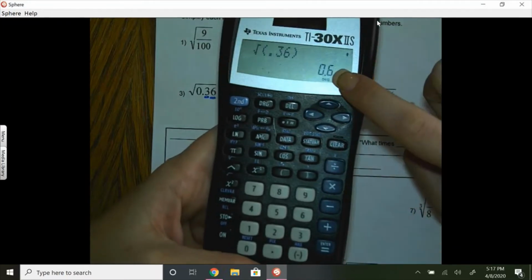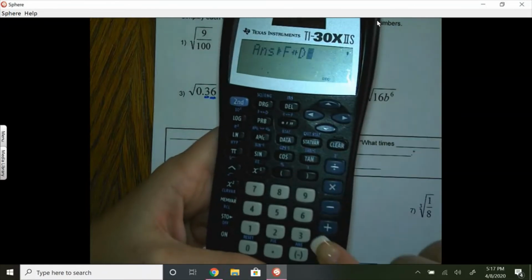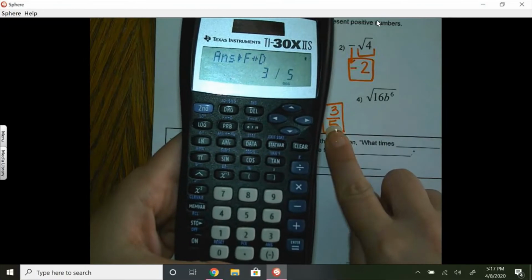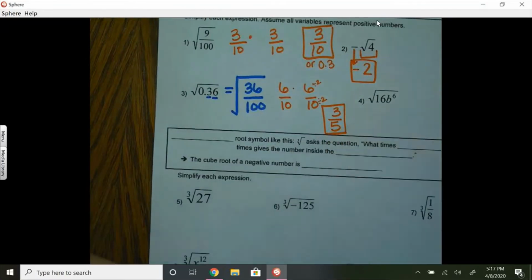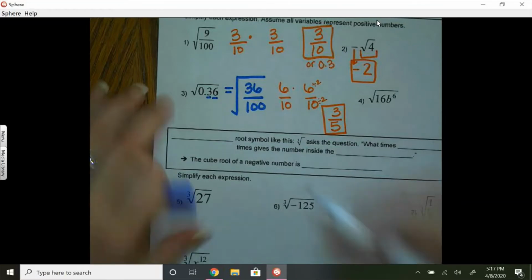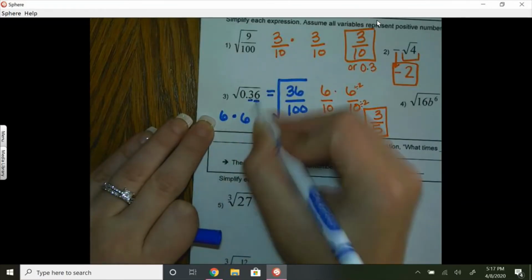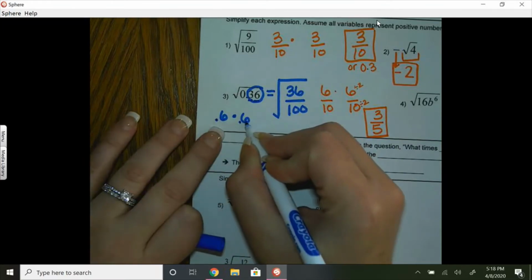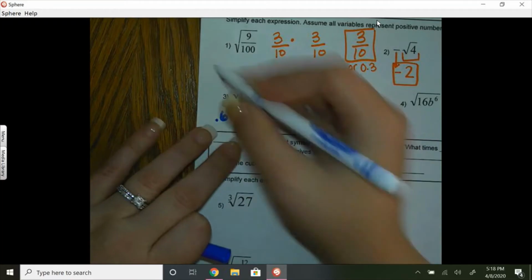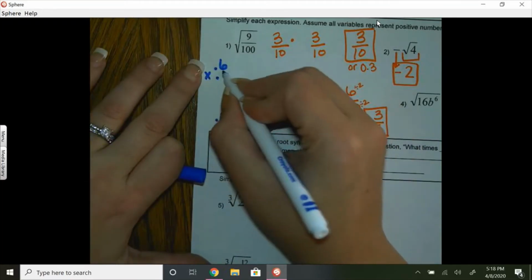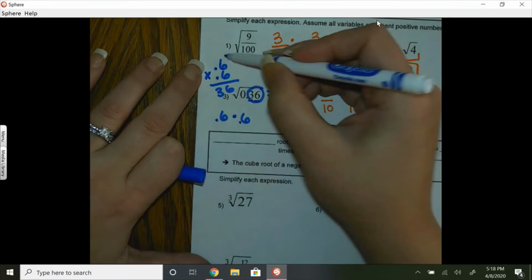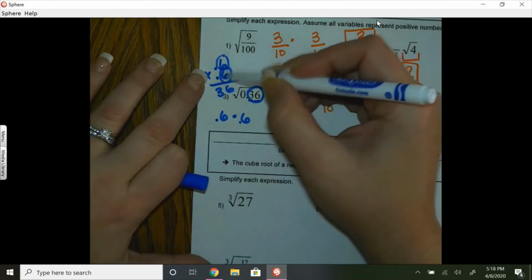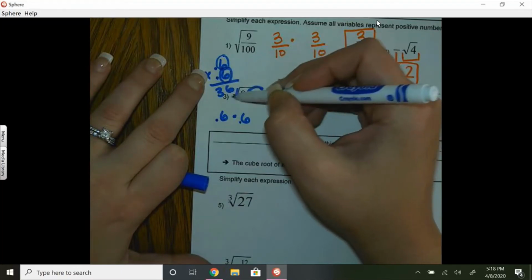We get 0.6. So if I change that to a fraction, since I have a fraction here, it is 3/5. So our answer is correct. Now another way to do it is to just think about that 6 times 6 is 36. But if these were both 0.6, 0.6 times 0.6 would be 0.36, because we know that when we multiply with decimals, we move the decimal however many times there are place values after the decimal. So since there's 2 numbers after the decimal, it would move it over twice.